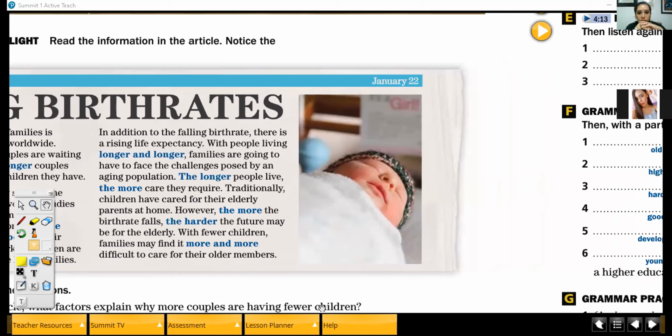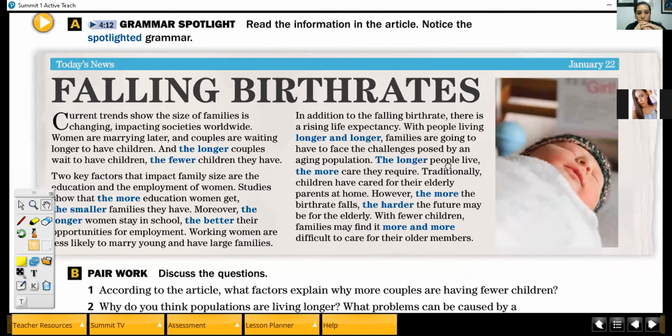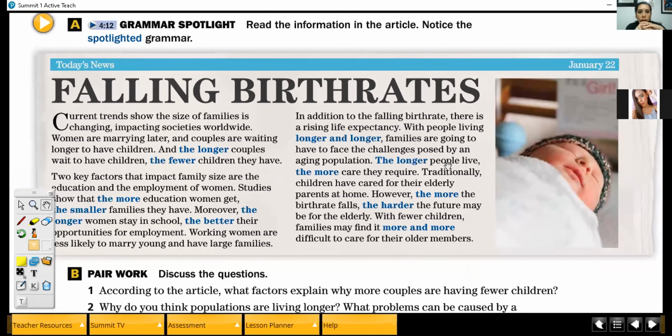So our goal for today is to describe family trends. Can I have a volunteer read the title of the article? Falling birth rates. Okay, then look at the photo. What does falling birth rates mean?